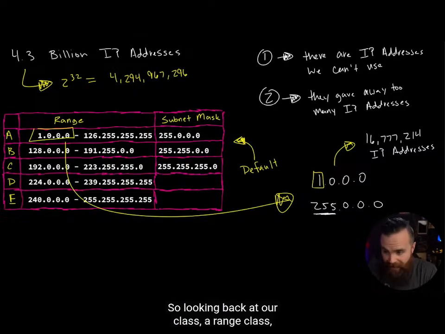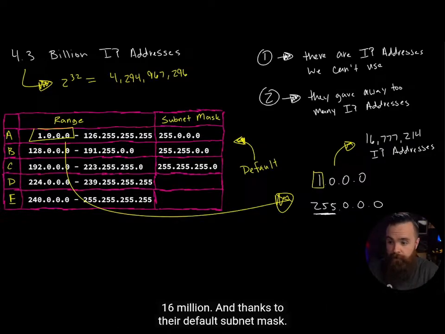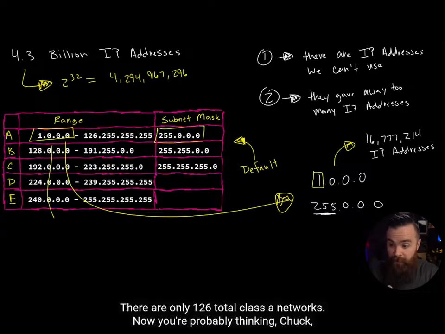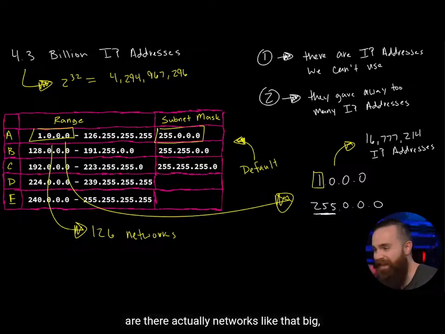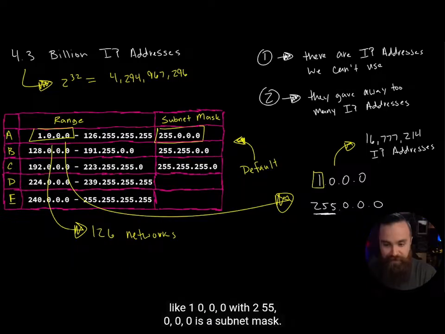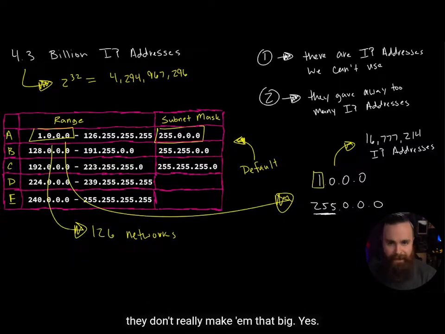So, looking back at our Class A range, Class A networks are very host heavy because they give you so many stinking hosts. Over 16 million. And thanks to their default subnet mask, there are only 126 total Class A networks. Now you're probably thinking, Chuck, are there actually networks that big? Like 1.0.0.0 with 255.0.0.0 as a subnet mask? That's a lot of IP addresses in one network. And the answer is no, they don't really make them that big.